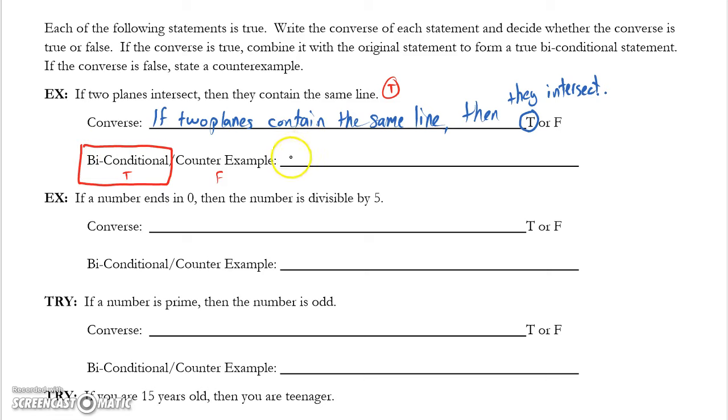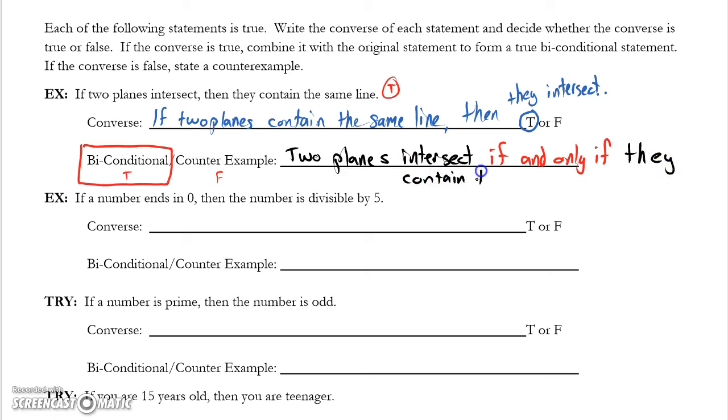I would state it like this. Two planes intersect if and only if they contain the same line. Period.